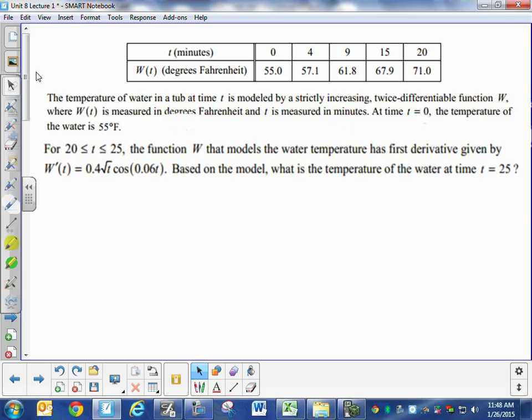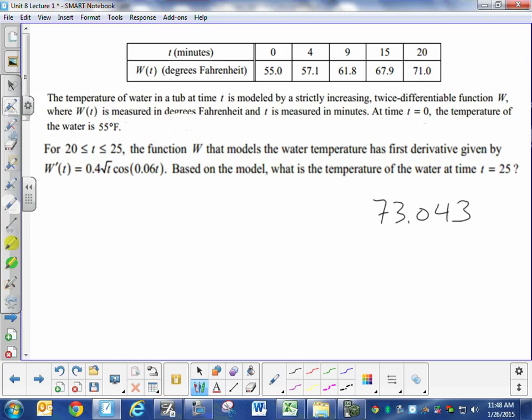The answer is exactly 73.043, well, with some rounding in there. See if you can get it. If you get close to it, doesn't count. Got to be exact. So if you get like 74 something or 72 something, nope.